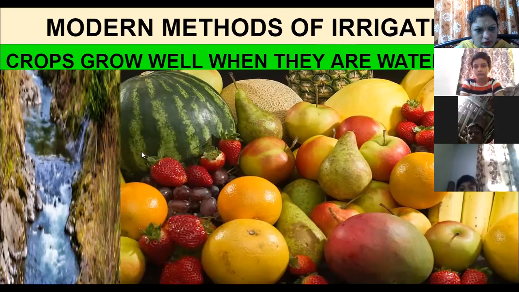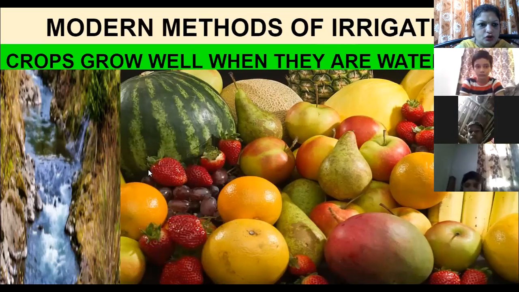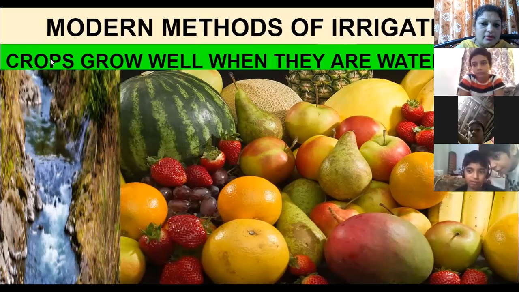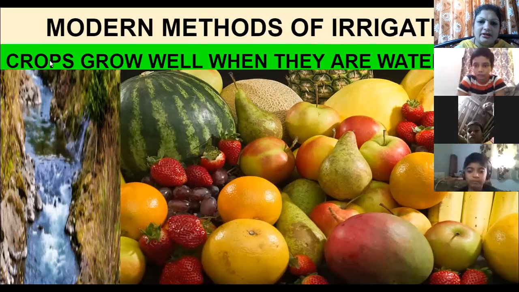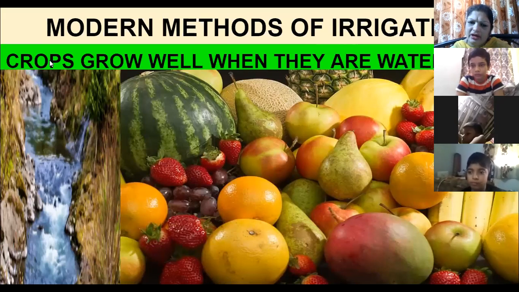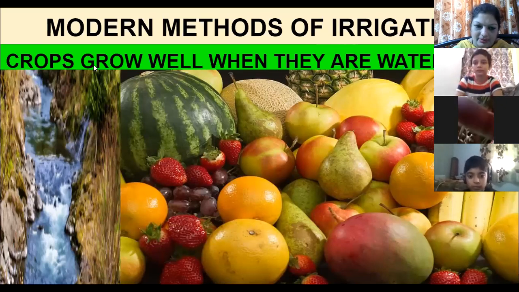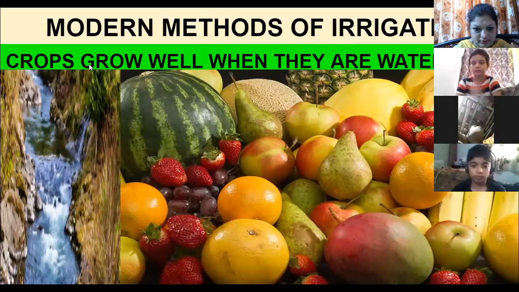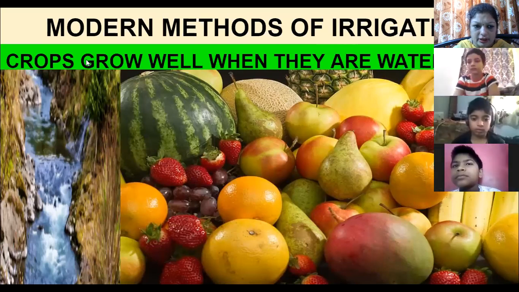Okay, so let us see which are the modern methods of irrigation. First of all, before the methods, you should know the crops which are there. Everyone knows that the farmers are really working hard in the fields for the production of the food crops. Not only food crops, but there are different varieties of crops. These crops grow well when they are watered. That means when the crops get a proper amount of water, then the crops will grow well.